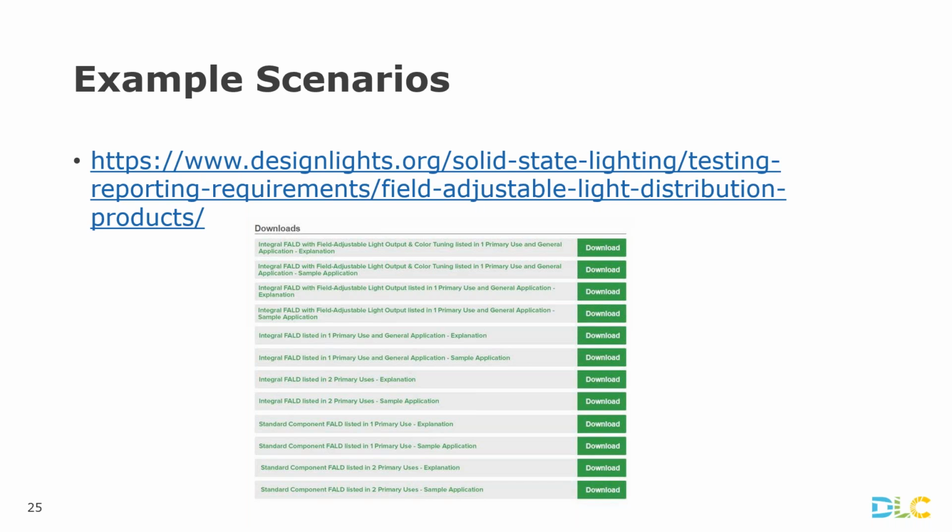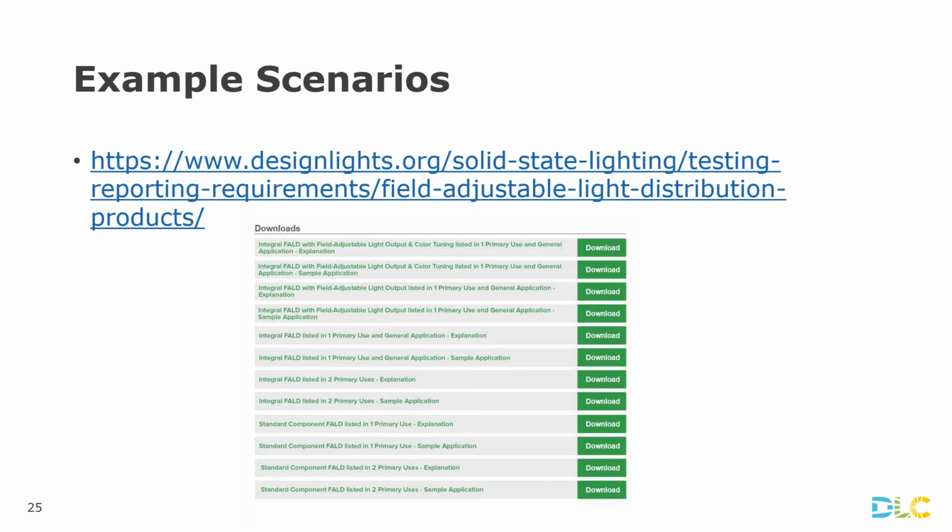So in addition to the 3 scenarios that I went through, which again for recap were an integrally adjustable product submitting for multiple primary uses, an integrally adjustable product submitting for 1 primary use, and a standard component adjustable product submitting for multiple primary use designations, there are 3 other examples. There's a standard component product intended for multiple uses, which is only applying for 1 primary use designation listing. And then there are 2 scenarios trying to highlight the stack up between the new FALD policy and some existing policies that the DLC had previously had.